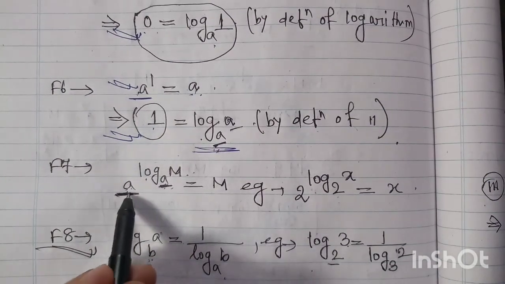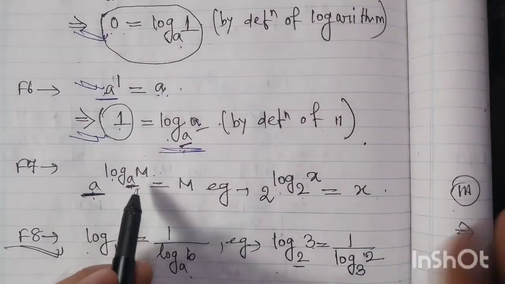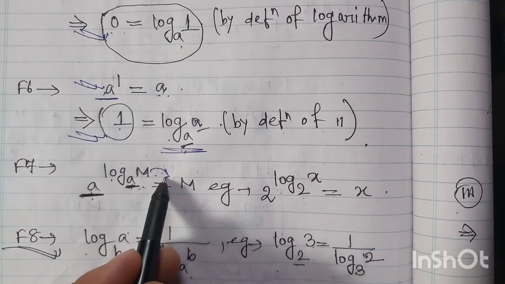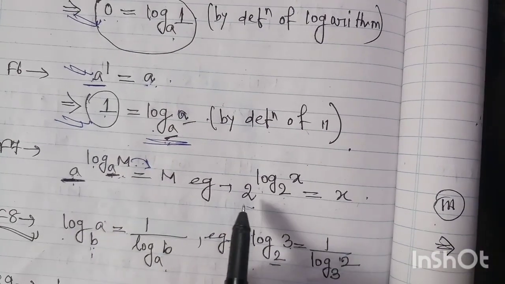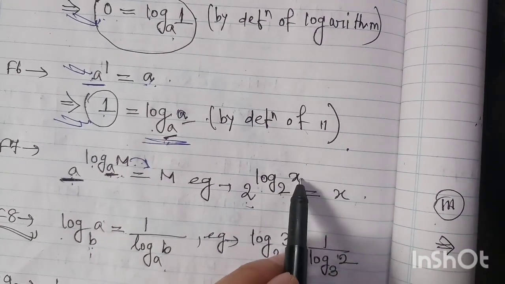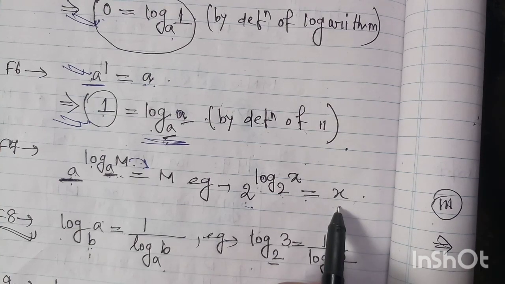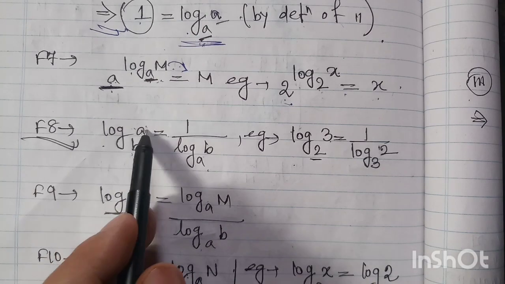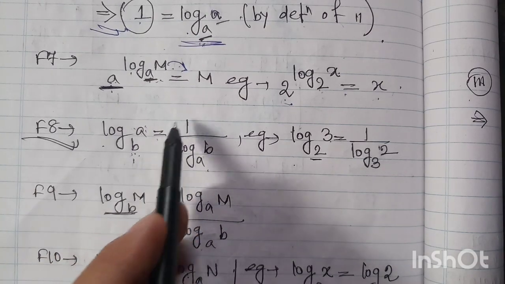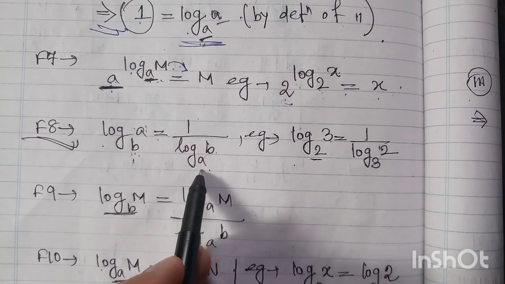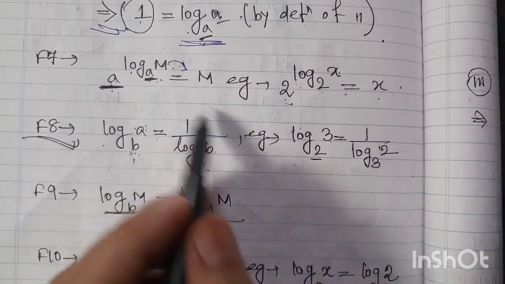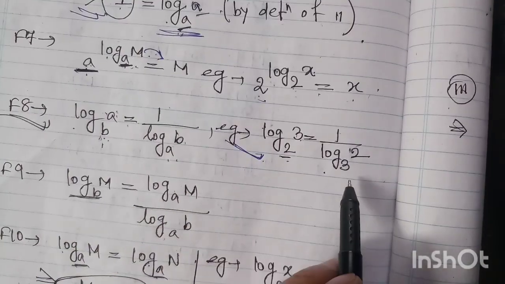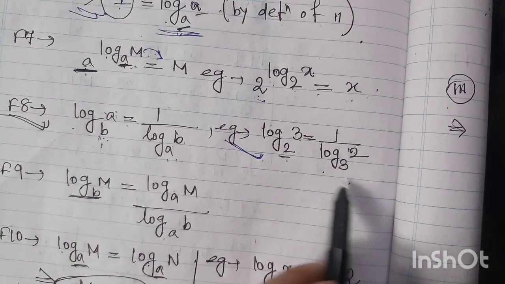Formula number 7: a to the power logarithm of m to the base a. When the base and the base of the logarithm are both the same, the value will be only the number. Suppose the example 2 to the power logarithm x to the base 2, it means only x. Formula number 8: logarithm of a to the base b is equal to 1 by logarithm of b to the base a. If you want to change the base and number, then you have to take the reciprocal.